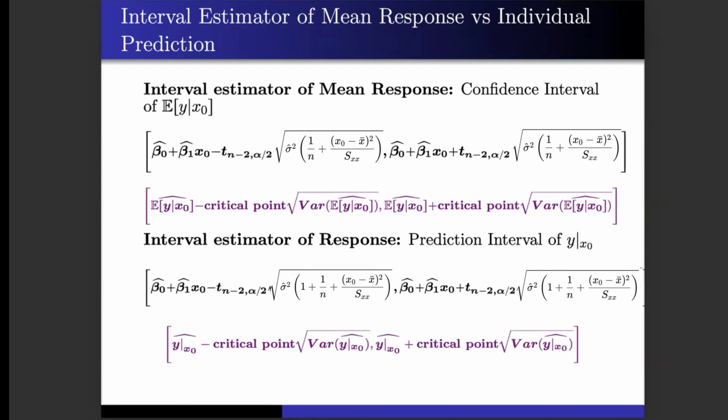So the difference between an interval estimator of mean response and an interval estimator of an individual value of the response is that in the confidence interval of average value, we use the variance of the estimator of the average value of y. Whereas in the prediction interval, we use the variance of an individual value of y at some point x naught. And the variances of both these estimates are different. That makes the interval estimators of these two estimates different.